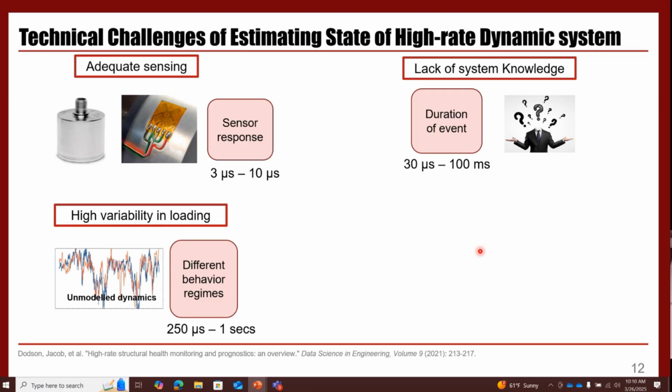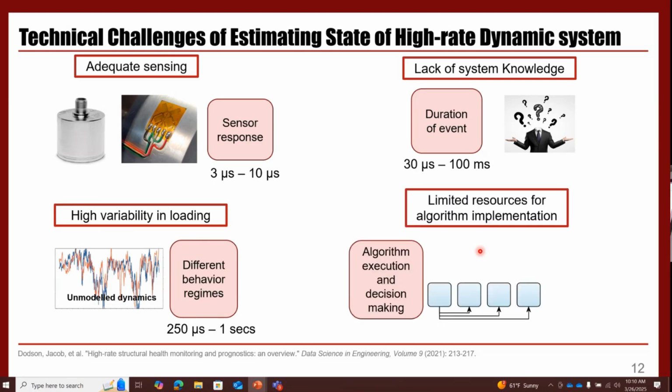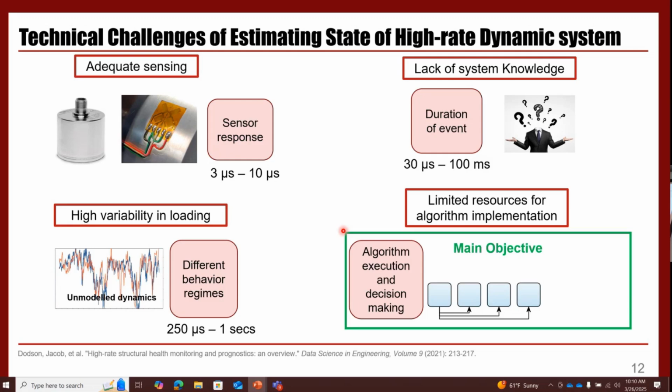Because of the multimodal dynamics that accompany this event and the different behaviors within that short period of time, it's also difficult to track them. And then we have limited resources for algorithm implementation. Because of how fast this event occurs in nature, we need very fast algorithms to track and estimate this event. So we need to solve the system of equations accompanying this event very fast in order to estimate that.